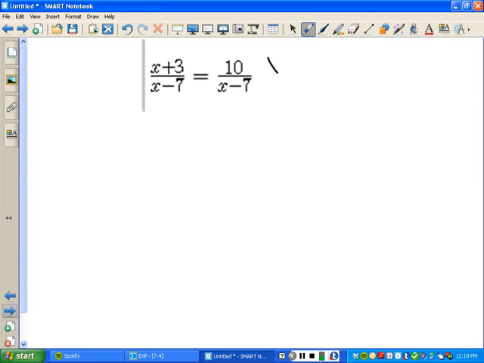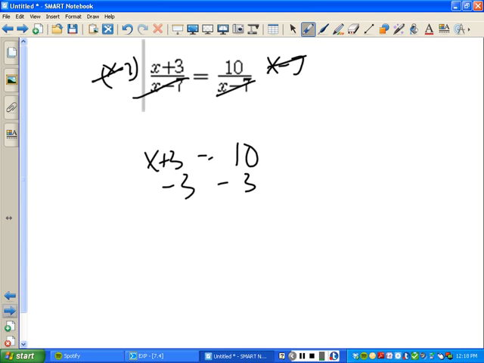Now here, you're going to multiply both sides by x minus 7. That's your common denominator. The x minus 7 cancels. You'll get x plus 3. The x minus 7 cancels. You'll get 10. After you subtract 3 and you subtract 3, you get x equals 7.